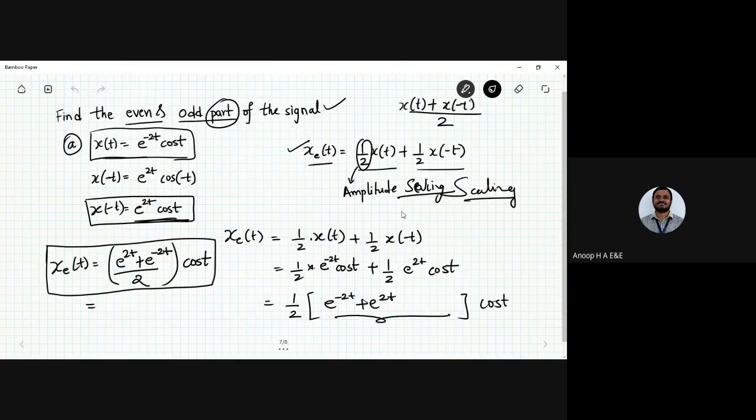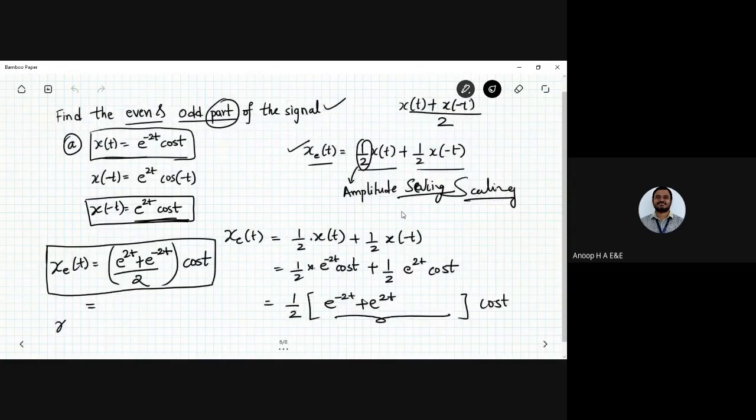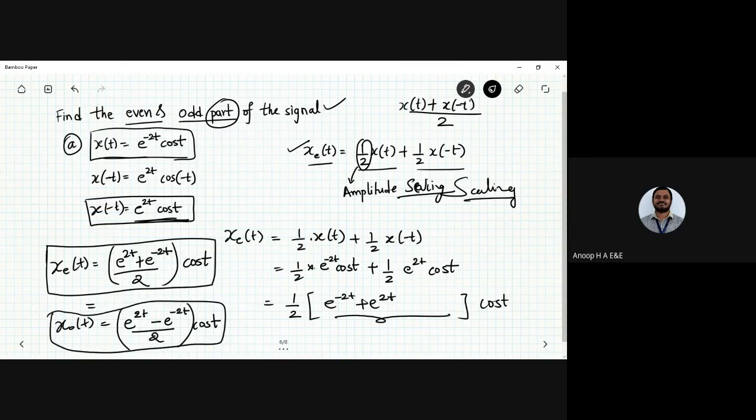Next, you are going to find the odd component of the signal x of t. That would be e power 2t minus e power minus 2t divided by 2 into cos t again. This is the odd component, x o of t, and this is the even component of the signal. So you find the odd component like this, along with the even component of the signal.